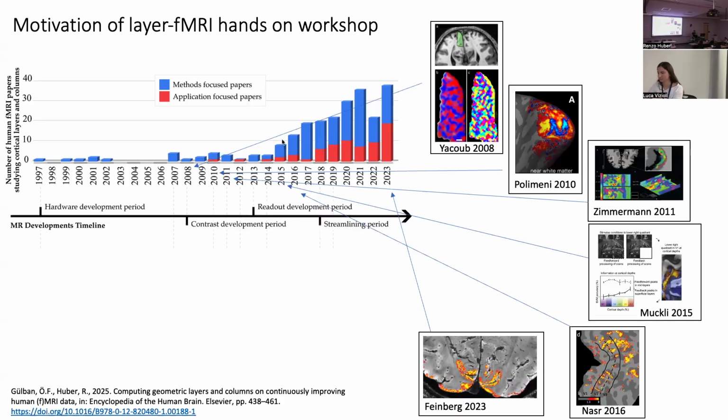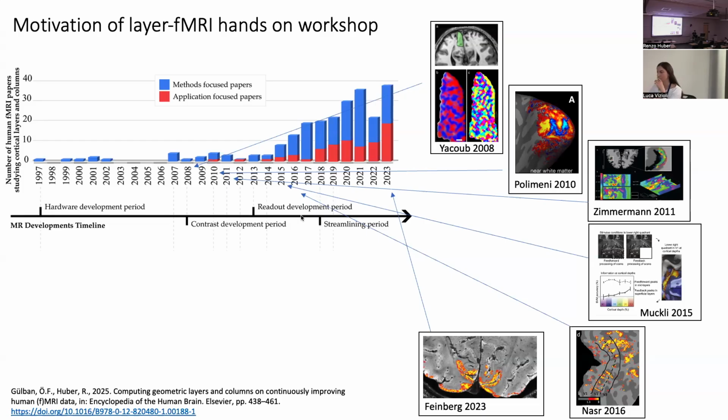When you look at the history of this field, I think there are different epochs. Specifically at the beginning, it was mostly focusing on method development on hardware, like getting to higher fields, getting to multi-channel RF coils. As soon as that was settled, the method developers were still focusing on acquisition aspects like the different contrasts, spin echo, gradient echo, VASO, and so on.